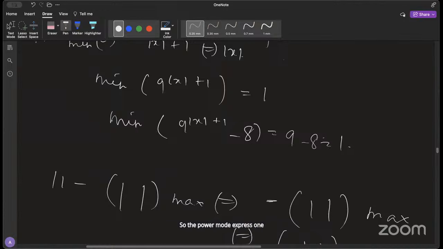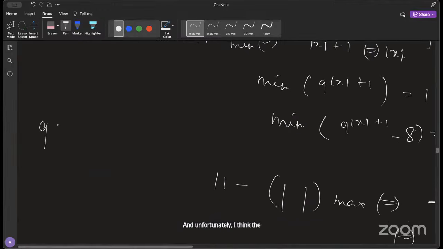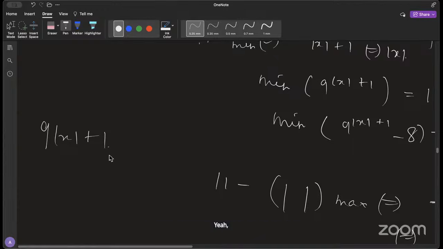It was actually 9 into mod x plus 1. And unfortunately, I think the answer in the assignment was wrong. It was a printing problem. What was it? Sorry. It was actually 9 into mod x plus 1, 9 to the power. And the answer in this case, now what is going to happen is, it will be a little different.